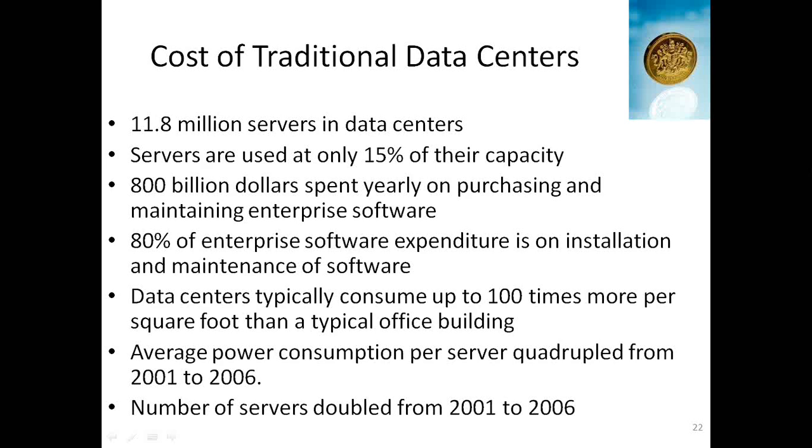Approximately 11 million servers exist in a normal data center, but only 15% of the servers are used. So $800 billion is spent yearly on purchasing and maintaining such enterprise software. This cost could actually be reduced to 10% by moving to the cloud. After buying this infrastructure, 80% of the expenditure is spent only on maintenance. If an organization migrates to the cloud, this 80% of expenditure could actually be spent on innovating new things.